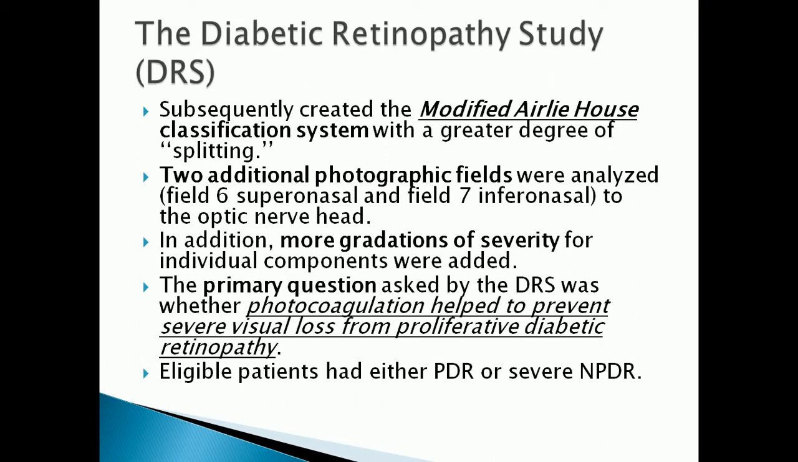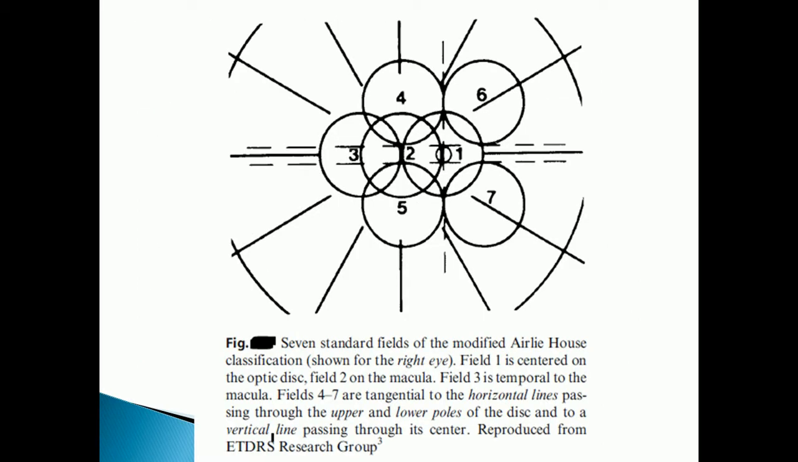Therefore, after the Airlie House classification, there came the Diabetic Retinopathy Study, the DRS, which subsequently created a modified Airlie House classification system with a greater degree of splitting. Two additional photographic fields were analyzed, that is field 6, supranasal, and field 7, inferonasal to the optic nerve head. In addition, more gradations of severity for the individual components were added. The primary question asked by this study was whether photocoagulation helped to prevent severe visual loss from PDR or not. Eligible patients had either PDR or severe NPDR.